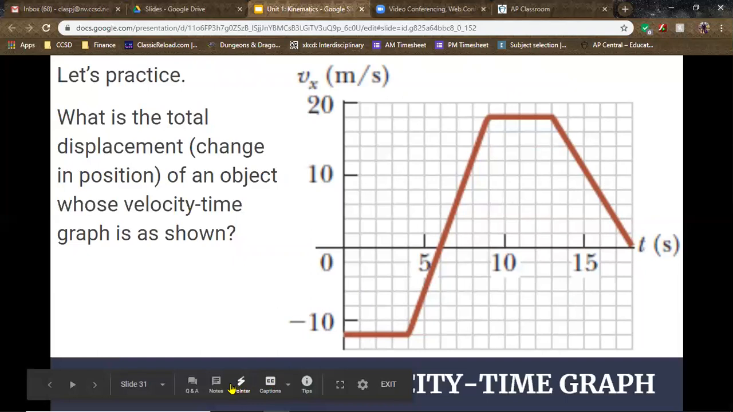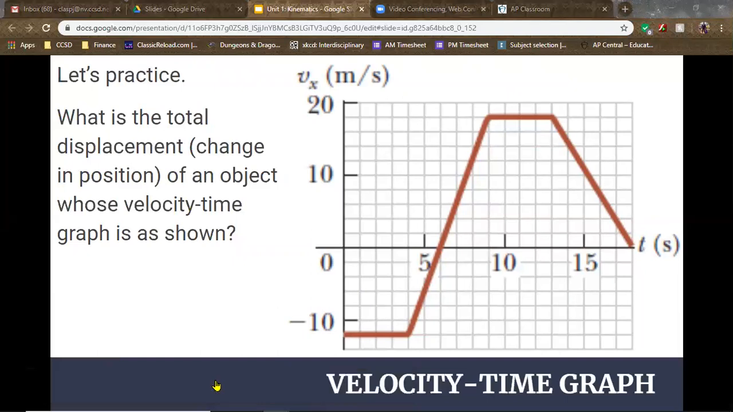So let me bring up the notes. Right here is a very good description. I break it down as far as each area. Areas are numbered from left to right: rectangle, triangle, triangle, rectangle, triangle. The areas of each one of those shapes, you add them all together, you should get 84 meters. Therefore, since the total area is 84 meters, that means that your total displacement would be positive 84 meters.